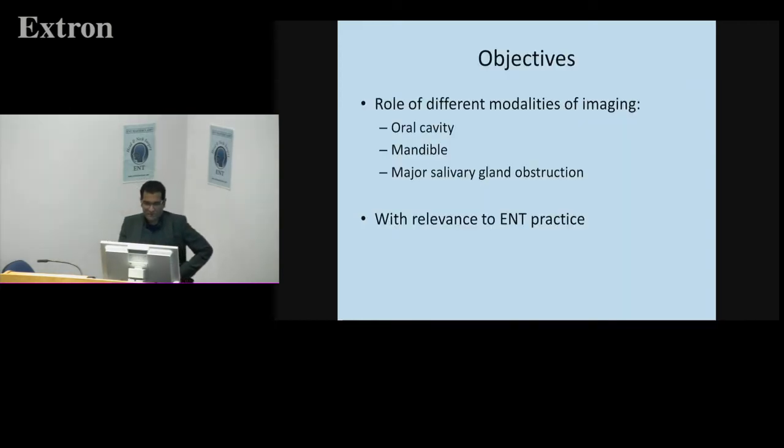So over the next 30 minutes, I'll go through the role of different modalities that are available in imaging the oral cavity and mandible, and I'll talk a little bit about major salivary gland obstruction and how we investigate these. But I'll keep it relevant to what we do in ENT.